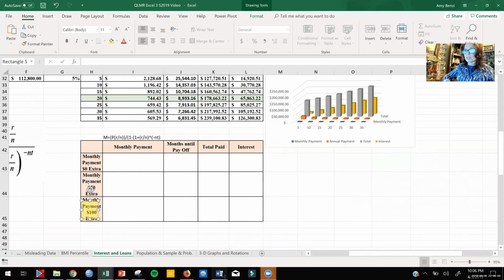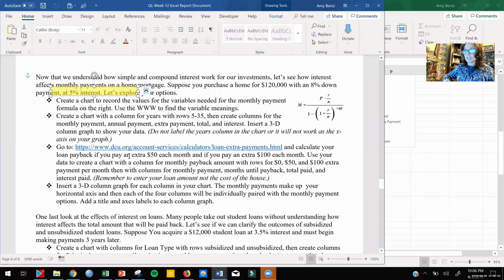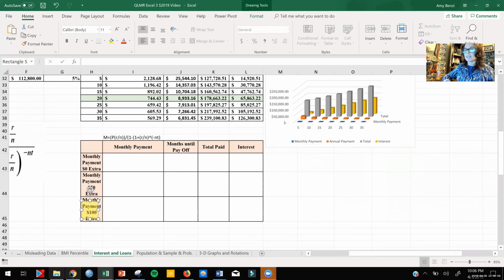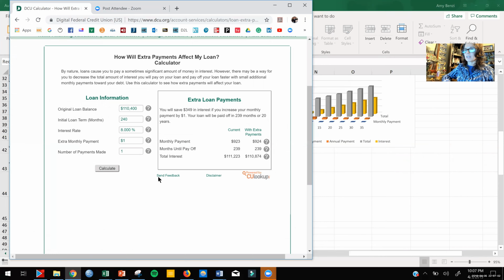Your instructions on your page give you a web link to follow. So we're going to go ahead and follow that link and put our data in this little chart. And I've already done mine.